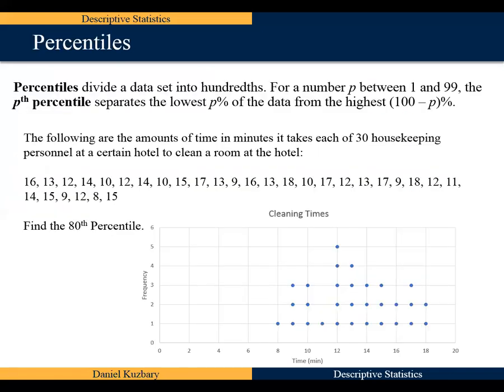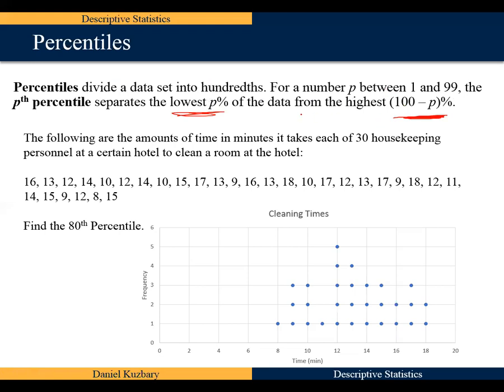The next thing that you've probably seen before that talks about where something lies in a data set is called a percentile. So a percentile divides the data into hundredths. So imagine taking a data set and dividing it into even 100 pieces. And for a number p between 1 and 99, the pth percentile separates the lowest p percent of the data from the highest 100 minus p percent.